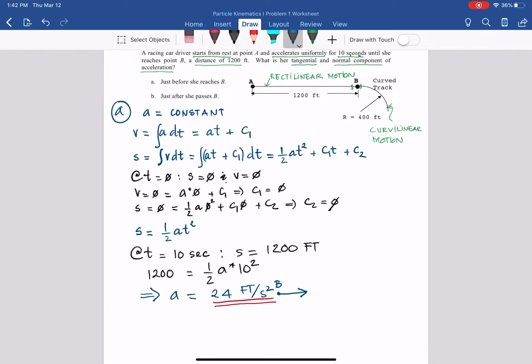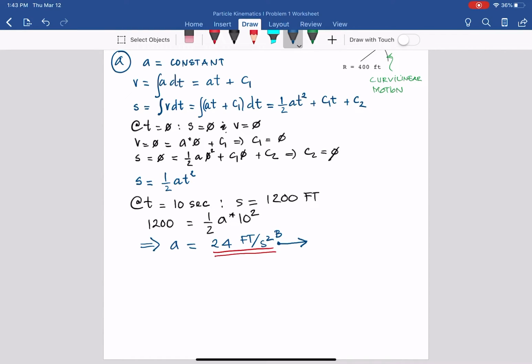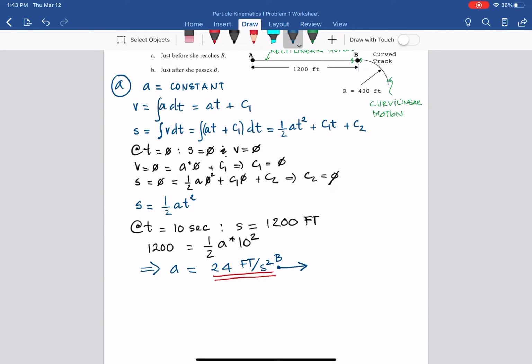And now after C passes B, that will be curvilinear motion. In curvilinear motion, we have two components that we already know. So let's look at point B. We have a tangential component at point B, and then a normal component at point B. Just before C reaches B and just after C passes B, the tangential component remains unchanged. So we still have the tangential component equal to 24 feet per second squared, the same as the one above.